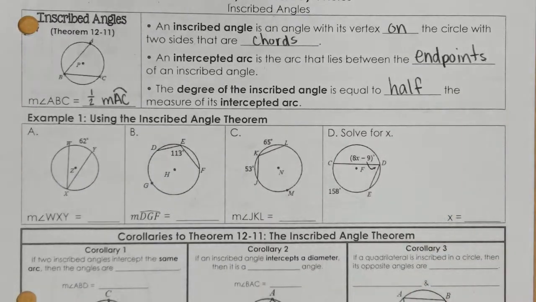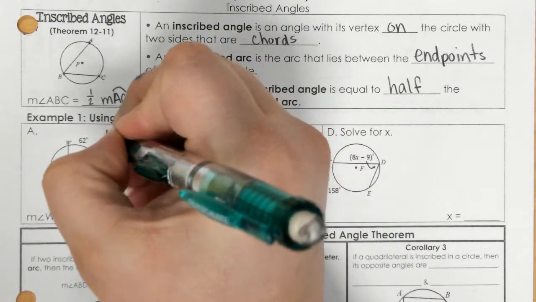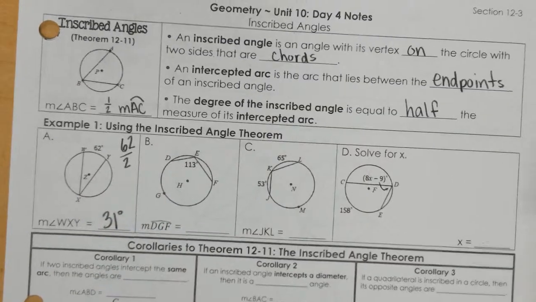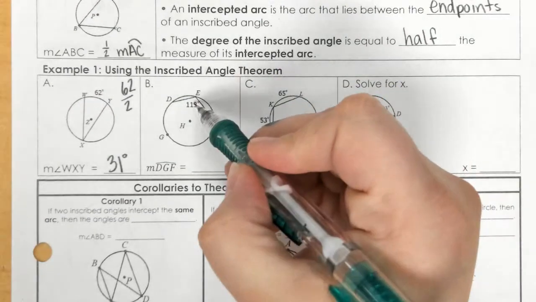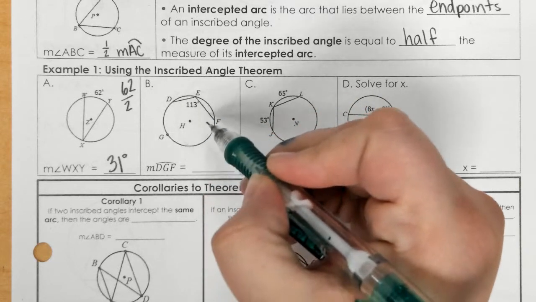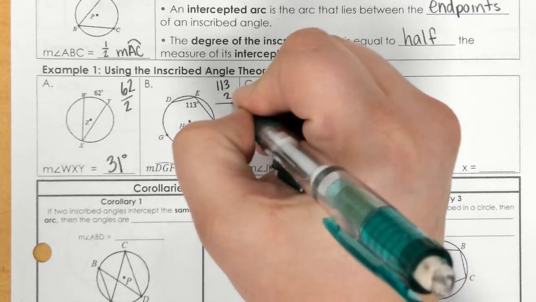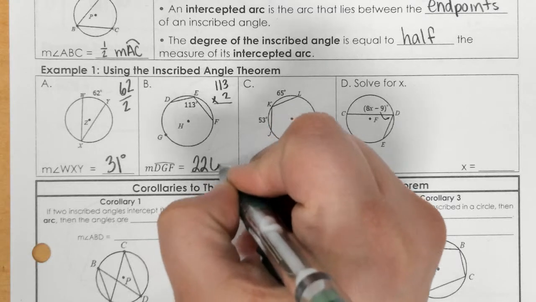So to put that into practice, in part A, if I was given that arc WY is 62 degrees, then you would just divide that by 2 to get angle WXY. So 62 divided by 2 gives me 31 degrees. In part B, to get the arc DGF, I would just double this. So 113 times 2 gives me my entire arc, and that is 226 degrees.